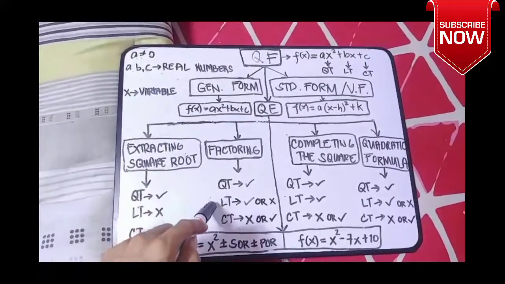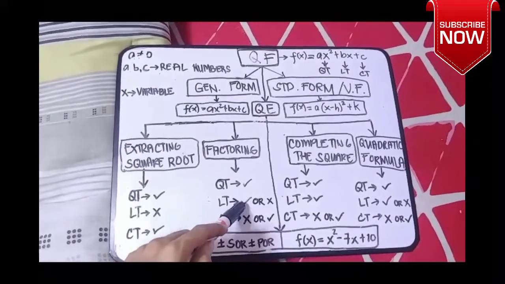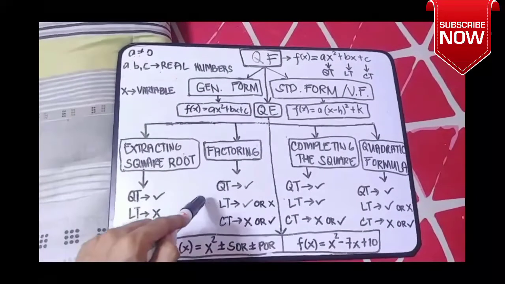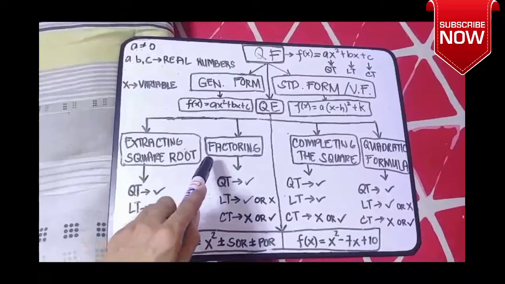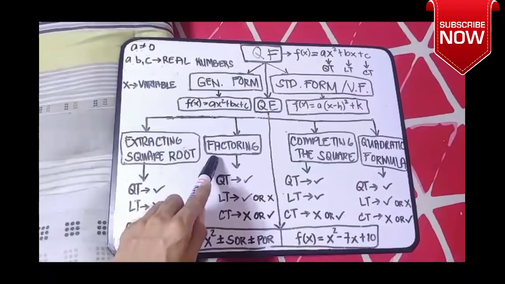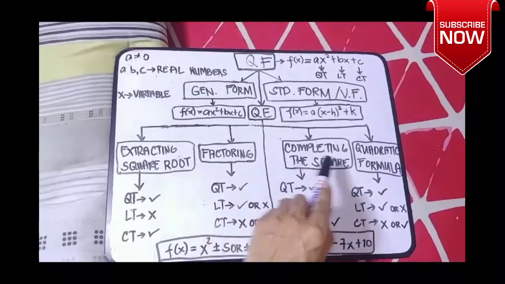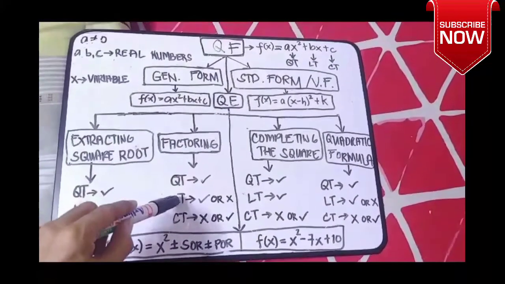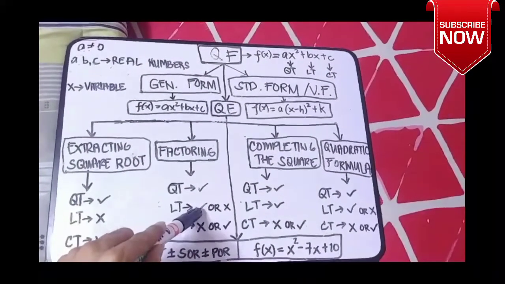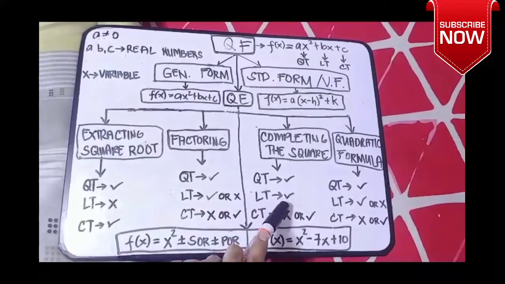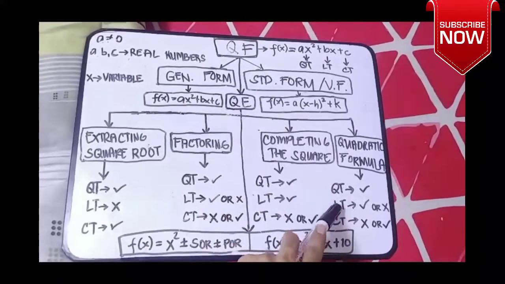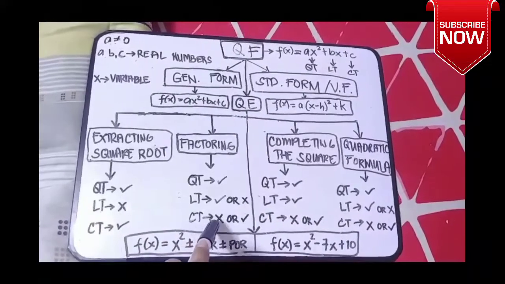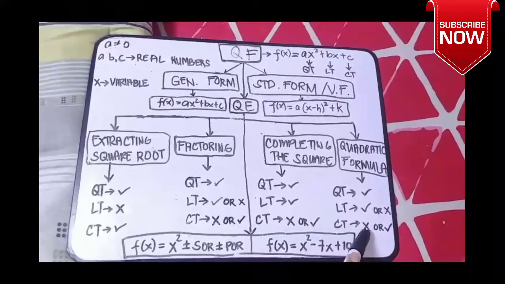Sa pagkakataong ang linear term naman ay present at yung constant term naman ang missing, that's the time na pwede natin gamitin ang factoring, pwede rin completing the square, pwede rin quadratic formula. Dahil kung mapapansin natin, ang linear term ay naka-check din sa completing the square, naka-check din sa quadratic formula. Habang ang constant term, naka-x, naka-x, naka-x.